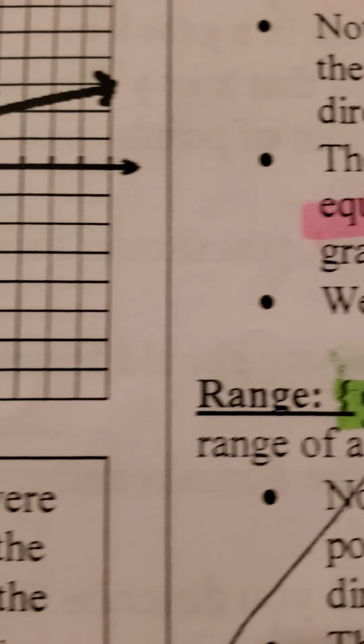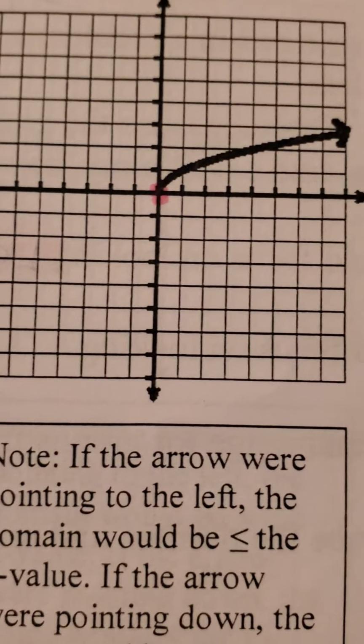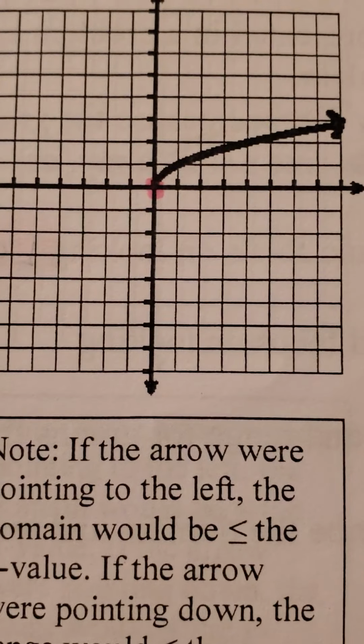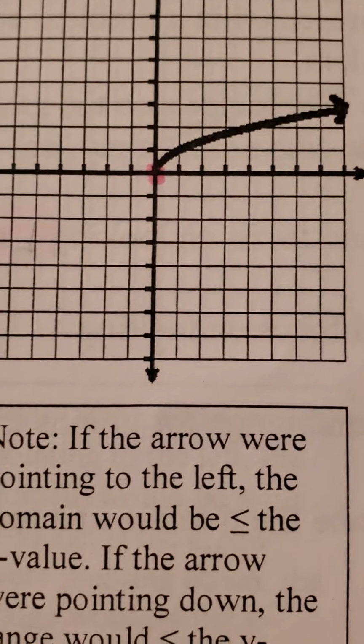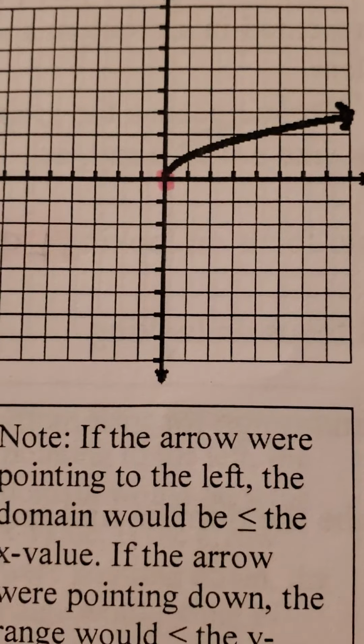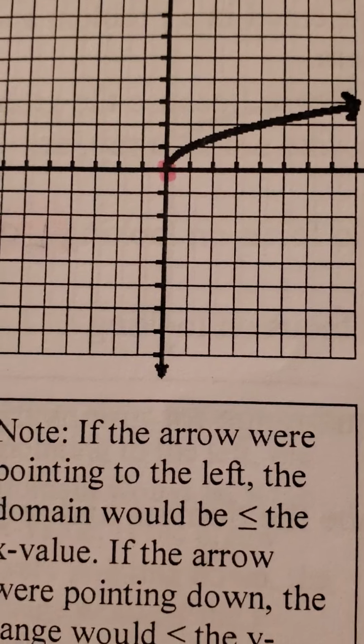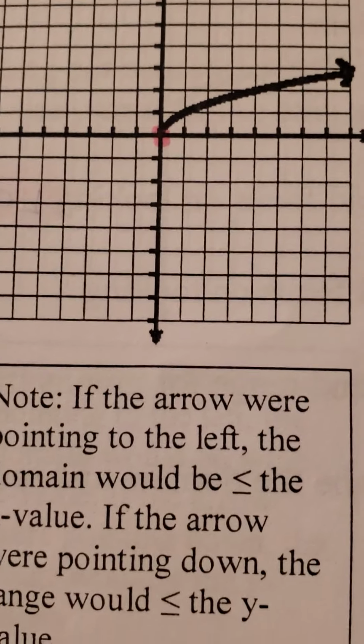How about the range? Look back at this graph. What's the lowest our graph goes? Yeah, right there at that pink dot. The lowest it goes is also 0. What's the highest our graph will ever go? The highest it will ever go is positive infinity because there's an arrow that's pointing upward. It's upward and to the right.